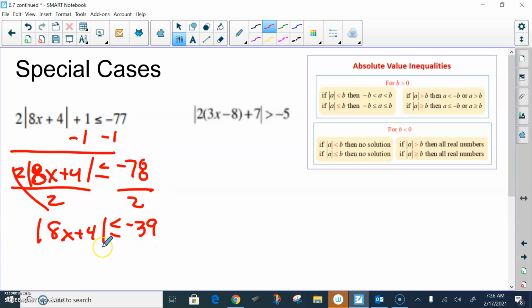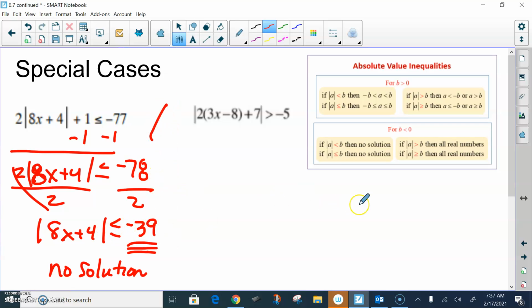When is it going to be less than negative 39? Never. No, it can't be. So in this case, there's no number we can put in for x that's going to work. So this is when we say no solution. So again, you know it whenever they ask you if it's going to be less than a negative number.